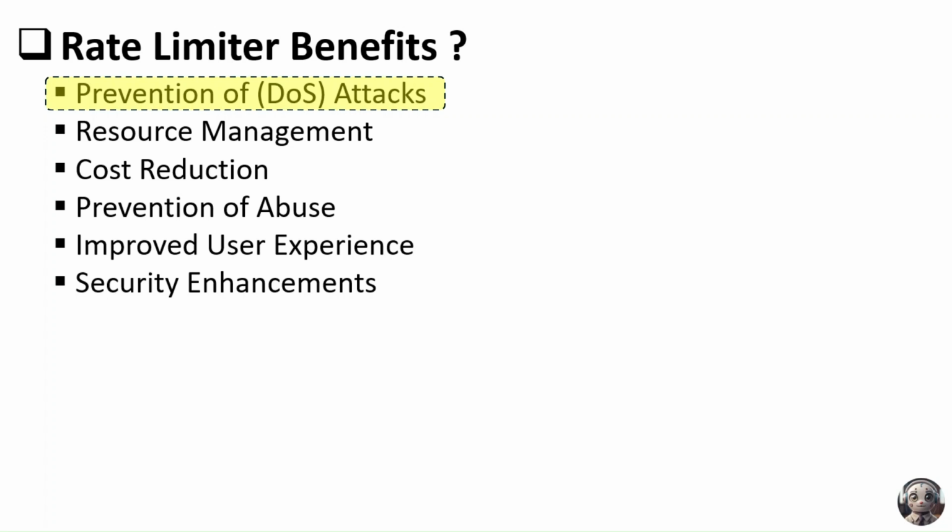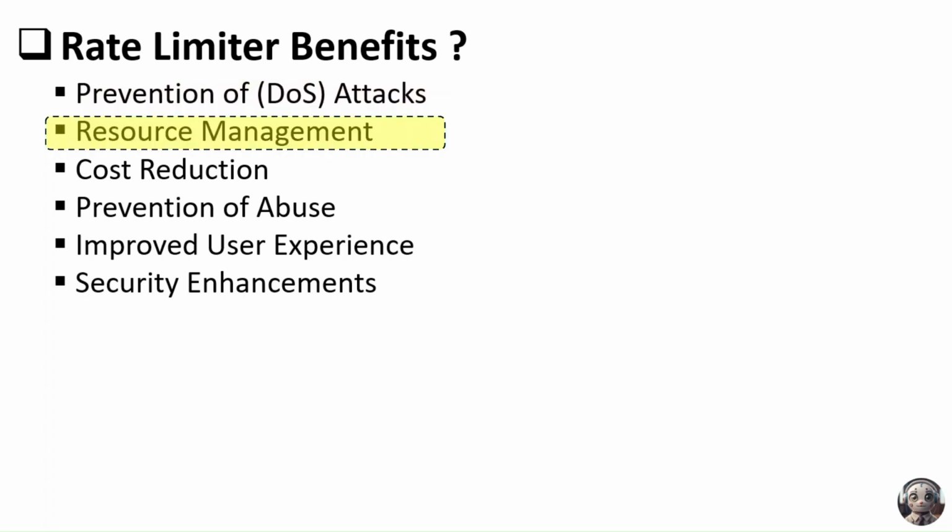Imagine if someone tried to flood your system with an overwhelming number of requests, hoping to crash your site or slow it down to a crawl. A rate limiter steps in and says, "Hold on, you're sending too much at once," and stops those excessive requests in their tracks. This helps keep your system safe and running smoothly, even when someone tries to overload it.